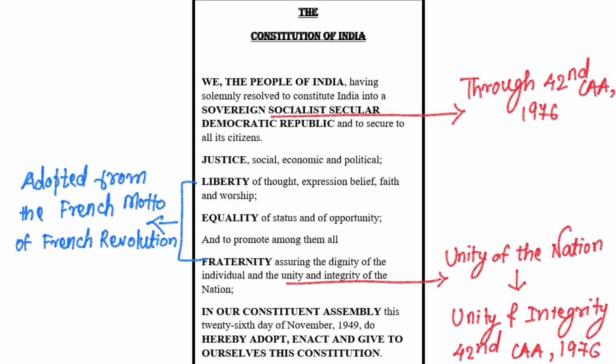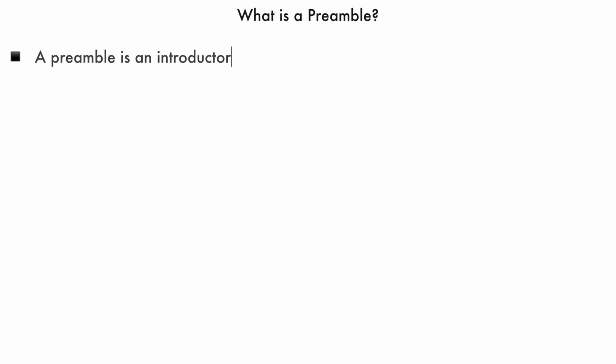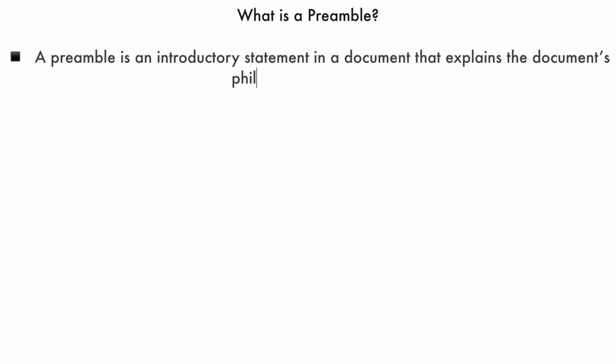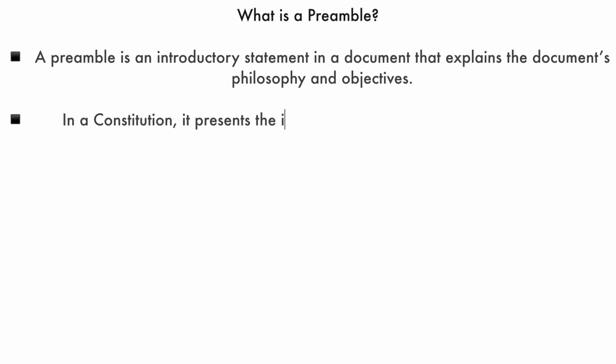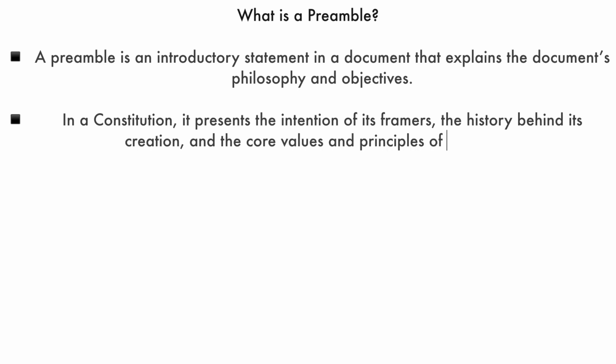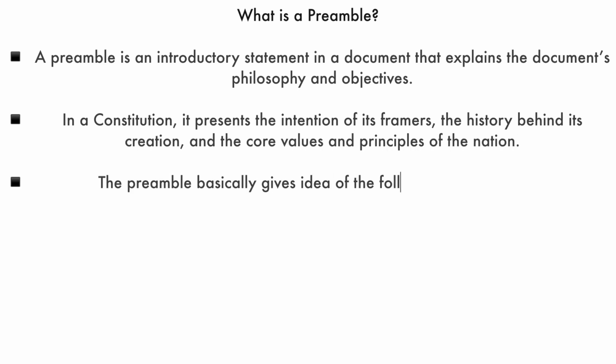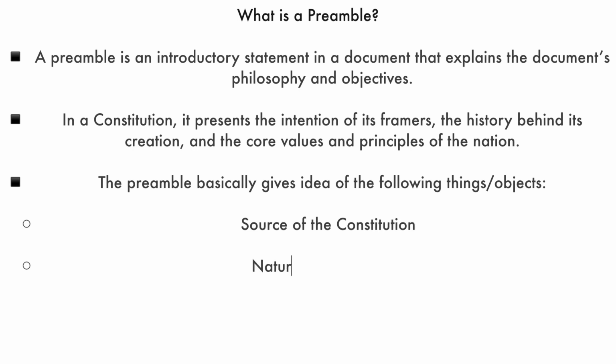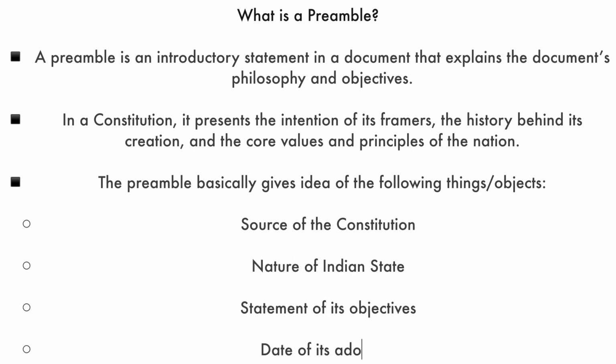आप सबको याद रखना है. Preamble है क्या? ठीक है. So ये एक इंट्रोडक्टरी स्टेटमेंट है, एक ऐसा डॉक्यूमेंट है जो हमारे कॉन्स्टिट्यूशन की फिलॉसफी और ऑब्जेक्टिव्स को दर्शाता है और समझाता है. In a constitution, it presents the intention of the framers. ये constitution किस intention से बनाया गया है, इसके पीछे का इतिहास क्या है, इसके values क्या क्या हैं, ये सारी चीज़ें एक preamble दर्शाता है. The preamble basically gives the idea of the following things: objects, source of the constitution, nature of Indian state, statements of its objectives, and the date of adoption.